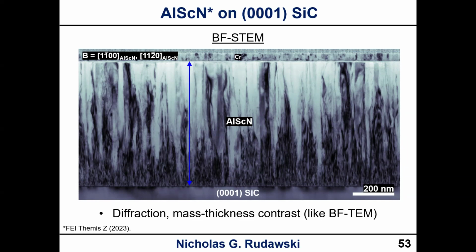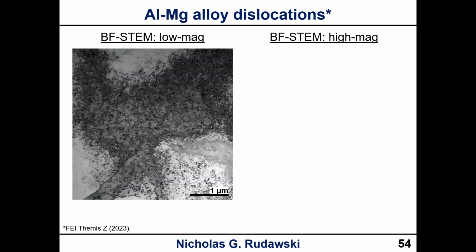That's not to say you couldn't also have mass thickness contrast. For example, we could do the thought experiment: what if everything in here was amorphous? If the chromium, the AlScN, and the silicon carbide were all amorphous, those would have different grayscale values because they would have different mass thickness contrast. But because those are all crystalline and they diffract, that's a contributing factor. So we're seeing that contribution as well, and that tends to, in many instances, overwhelm the mass thickness component.